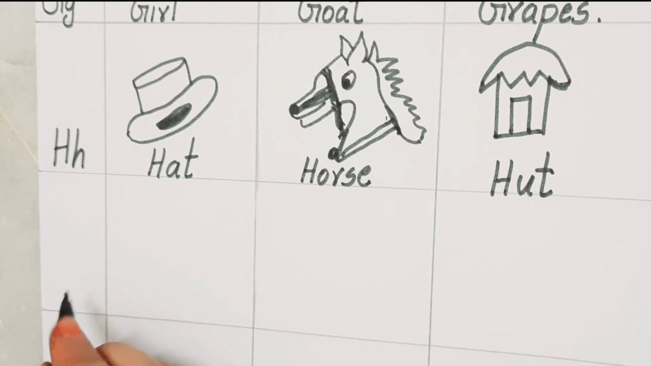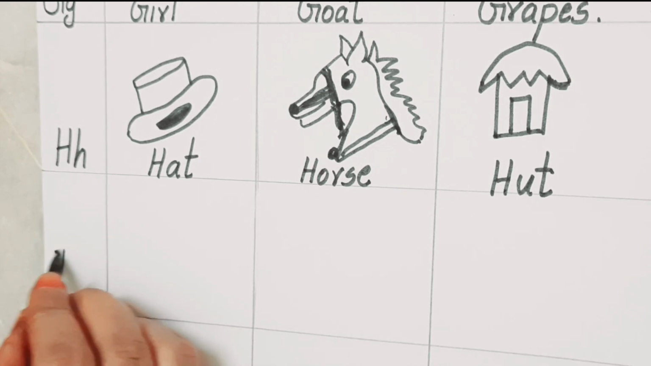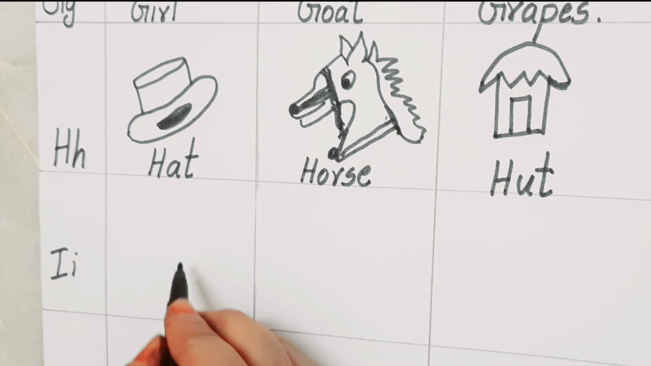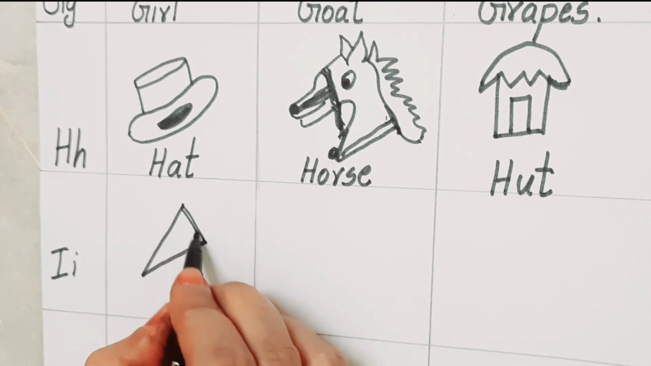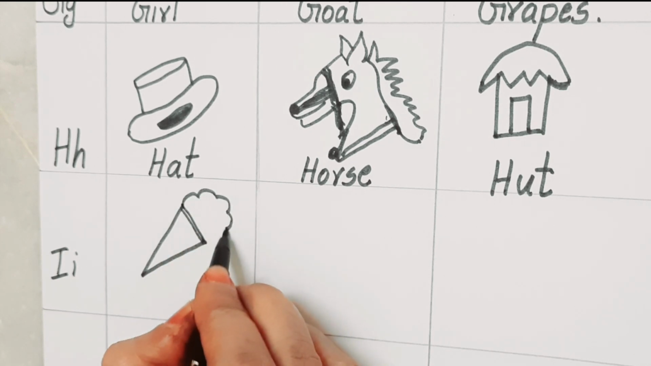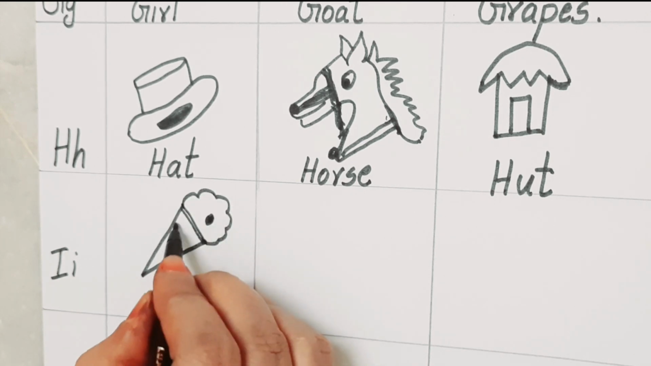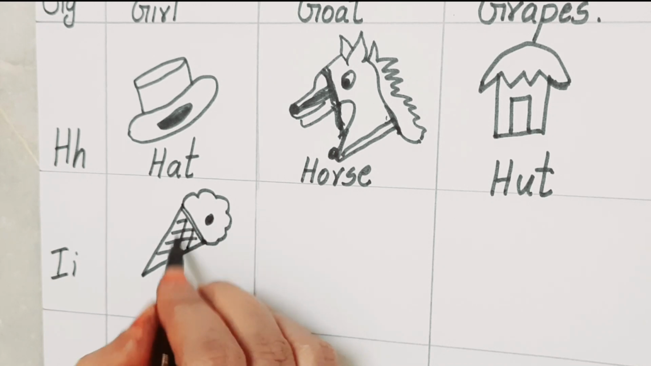And the next letter is I. The sound of I is A. We are drawing with the letter I. We are going to write the word ice cream.